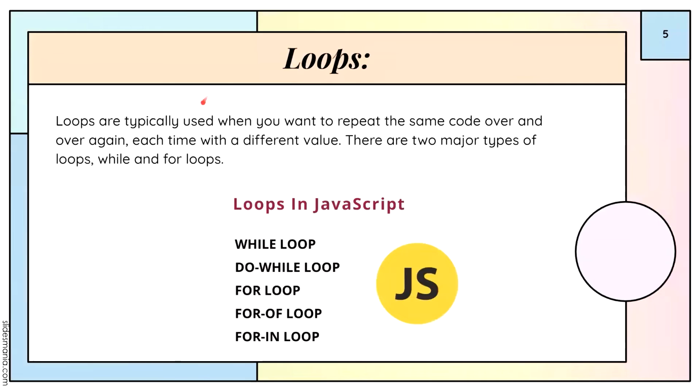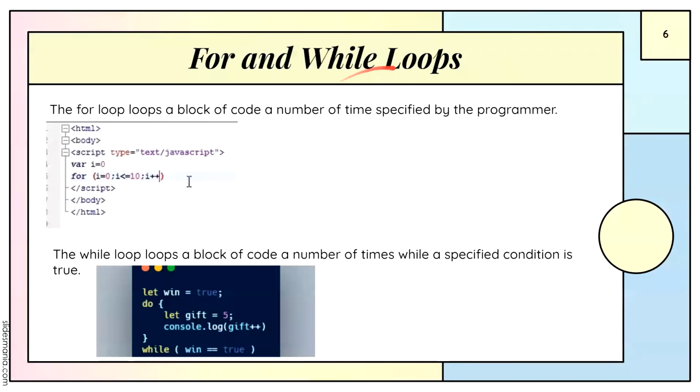Then loops. Loops are typically used when you want to repeat the same code over and over again, each time with a different value. There are two major types of loops: while and for loops. And there are more specific types of while and for loops that we'll get into in a later video. But we have the while loop, do while loop, for of loop, and for in loop. Again, we'll go over that in a different video. So for and while loops.